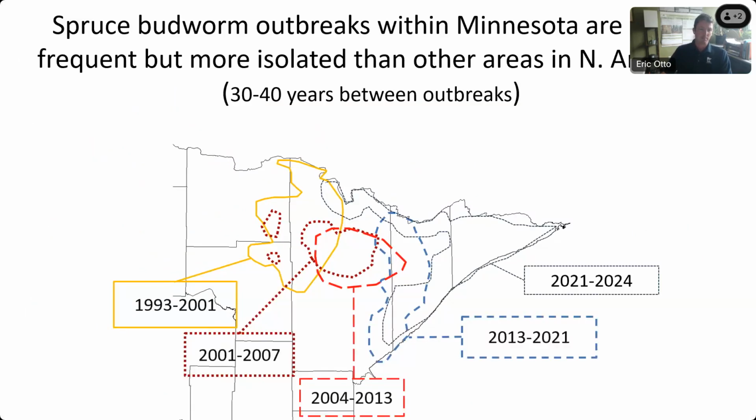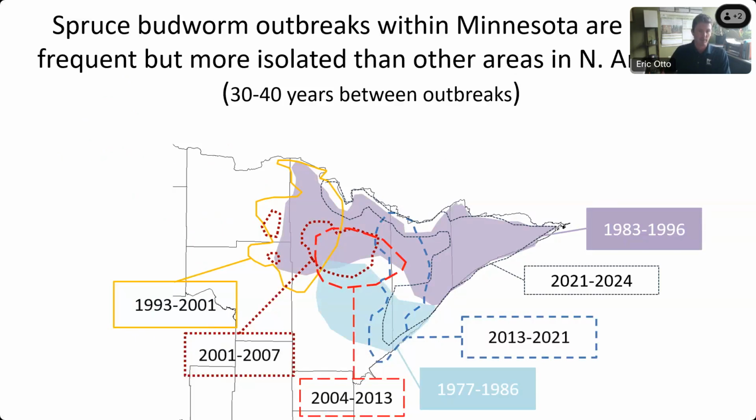And then this map pretty much shows what I just went through on those previous slides, but breaks it down into more discrete chunks of how it's moved through Northeast Minnesota. And then again, that return interval is about 30 to 40 years later.